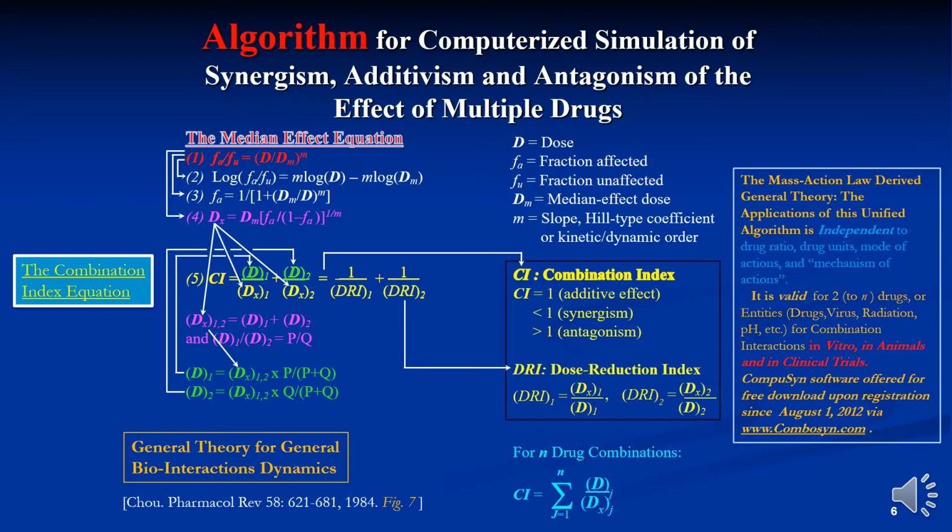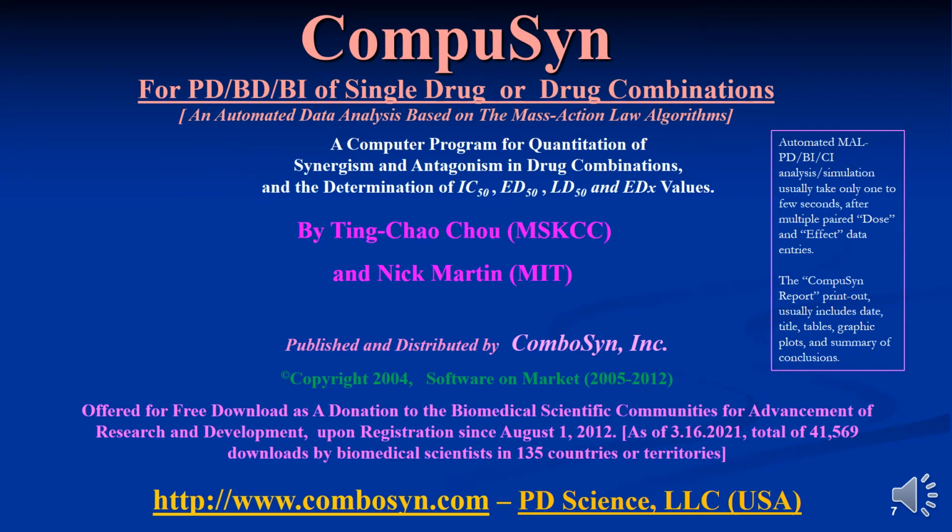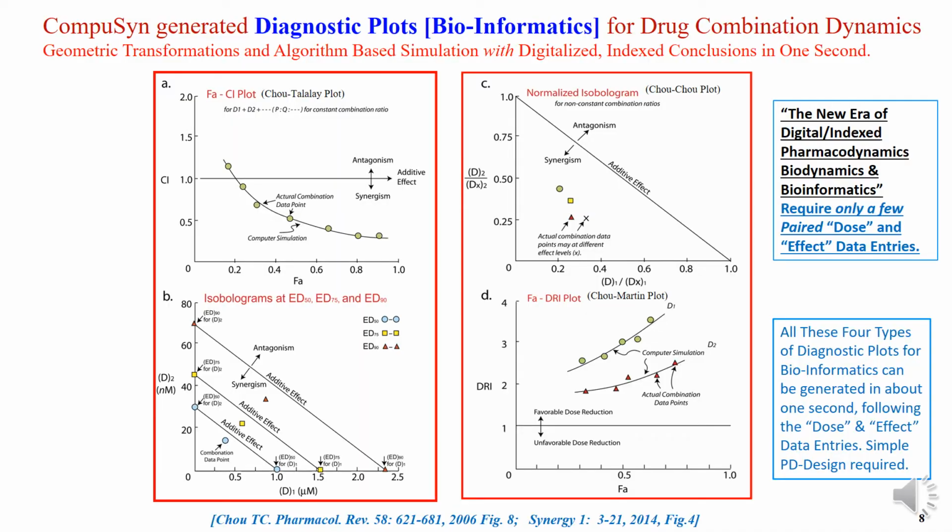This is the algorithm for the PD analysis and the synergy determinations. Computing software allows automated simulation for the MAL pharmacodynamic and CI plot. The software is for free download at the ComboSyn website. Computing generates 4 diagnostic plots, FA-CI plot, isobologram, normalized isobologram for determining synergism or antagonism, and DRI plot for the dose reduction in synergy.